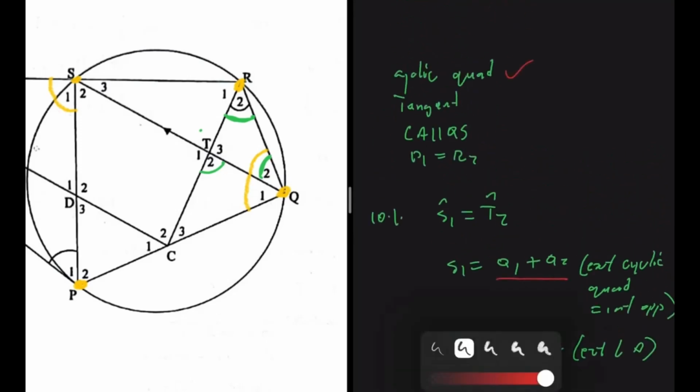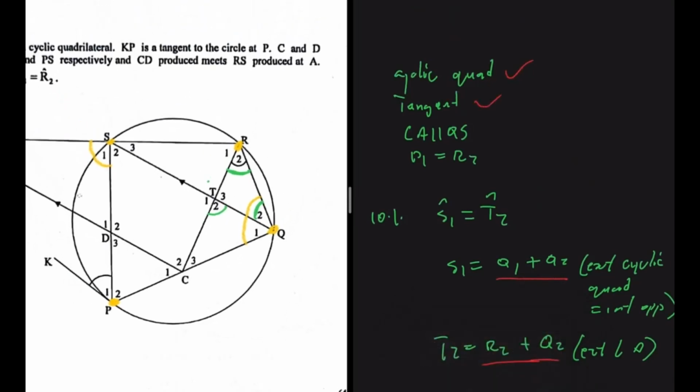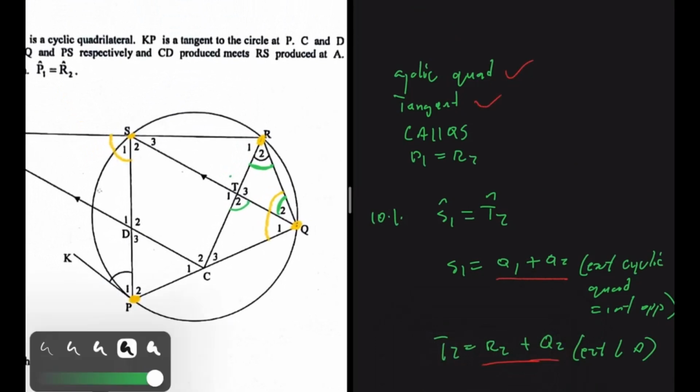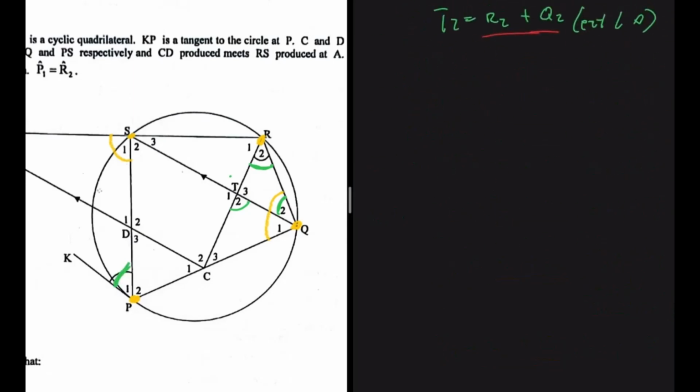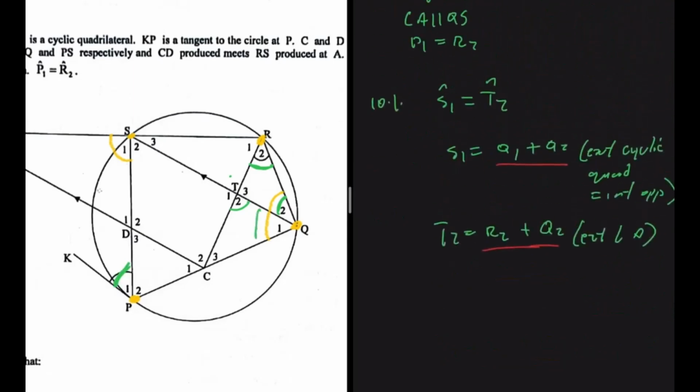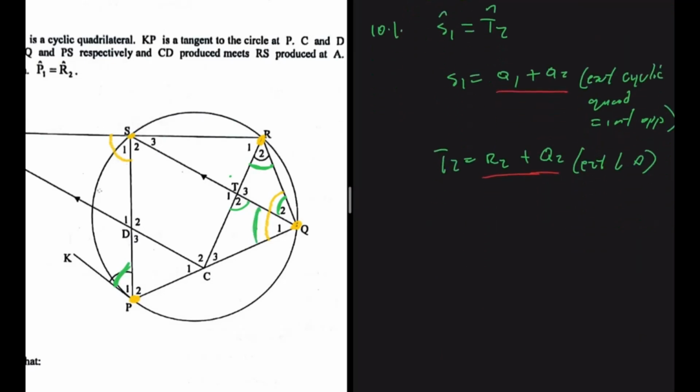Let's go to our next keyword. We have the keyword tangent, right? Let's see what it can give us. From the keyword tangent, we will see immediately that P1 here is supposed to be equal to Q1, right? Because of the tan chord theorem. So let's write it down. Let's say that P1 is equal to Q1 because of the tan chord theorem.